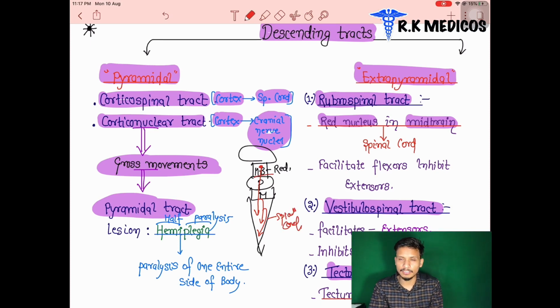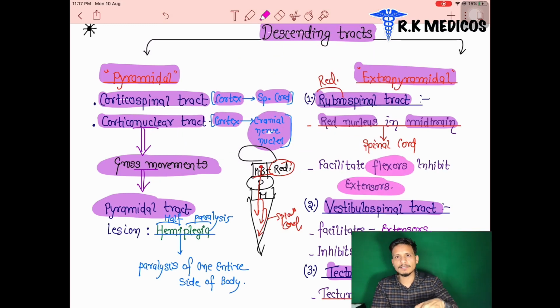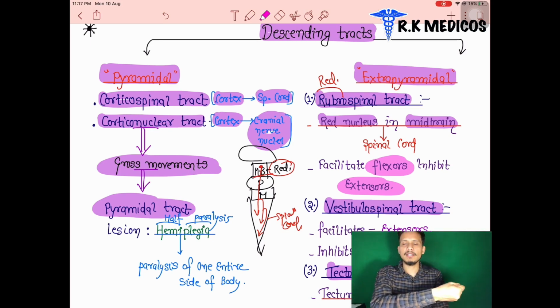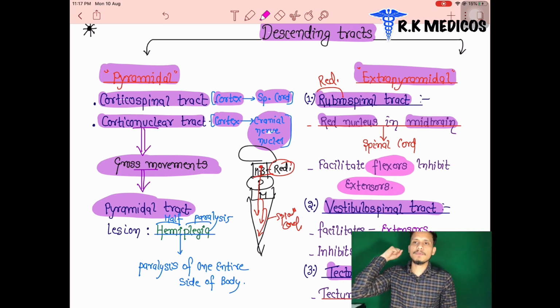They are the red nuclei. Rubro basically means red. That's why they are called the red nuclei of the midbrain, moving downward and controlling activity. What are they going to control here? They are going to control the flexors and extensors. They are going to facilitate the flexors. Suppose here our hand is in the flexed position, it is flexed, now it's extension. This rubrospinal tract is going to facilitate and promote the flexor muscles.